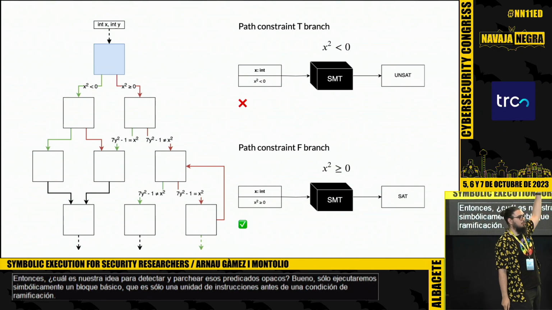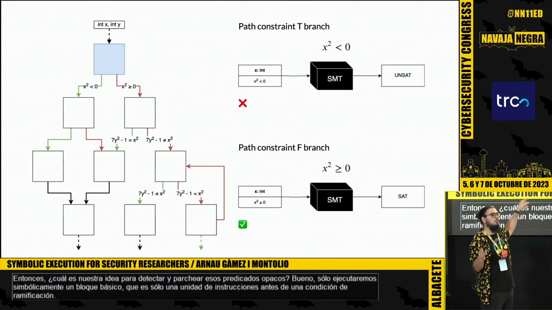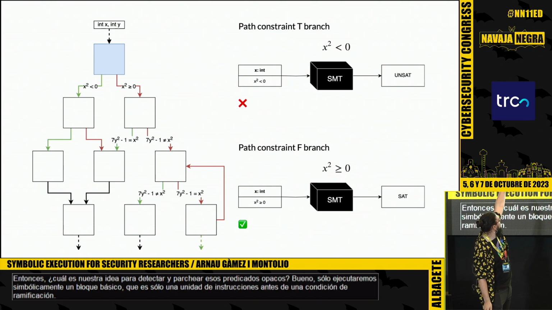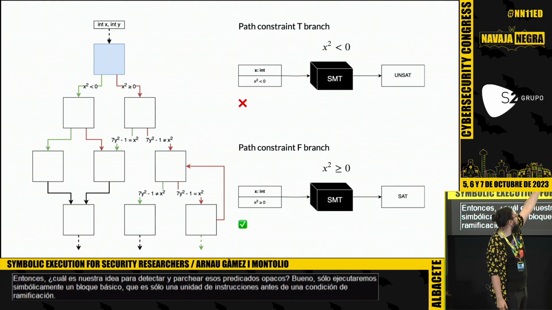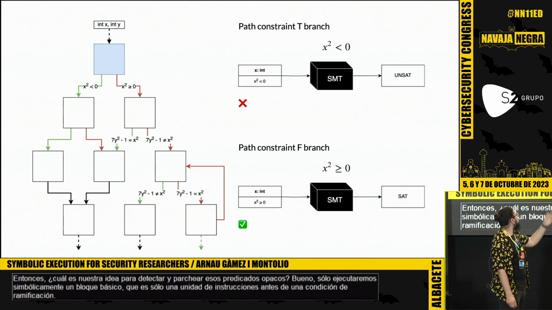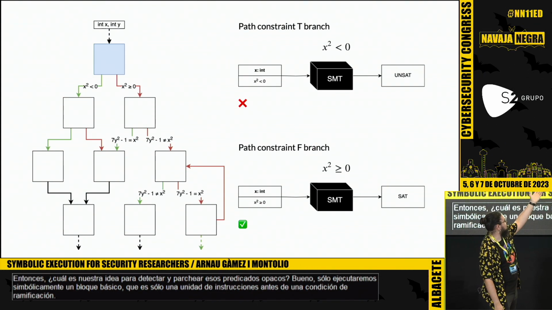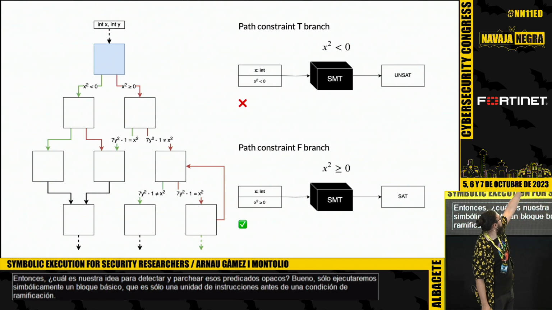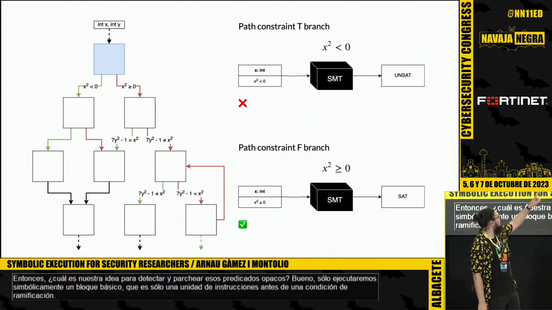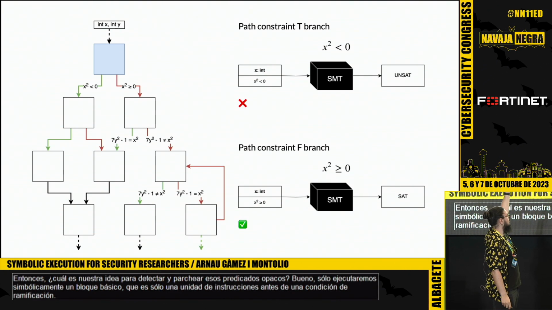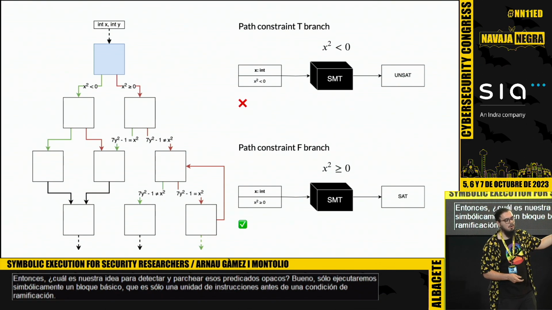We start symbolically executing at the beginning, at the blue basic block, and we have a branching condition that will go to the true branch, the greenish one, if x squared is less than 0, and to the false branch if x squared is greater or equal than 0. So we ask the SMT solver to check the path constraints of the two branches. The first one, for the true branch, is unsatisfiable, and the right one is satisfiable. I don't even need a model right now.